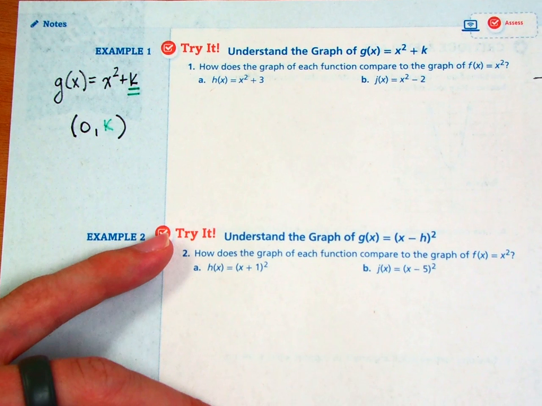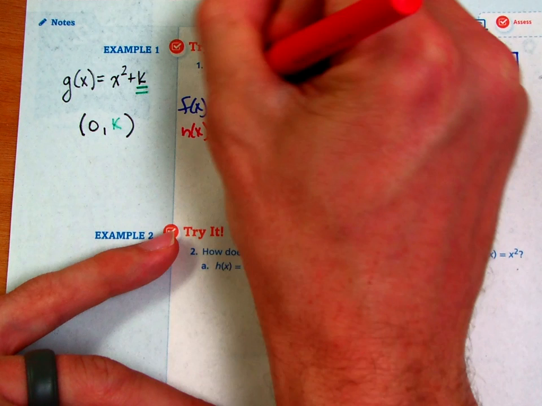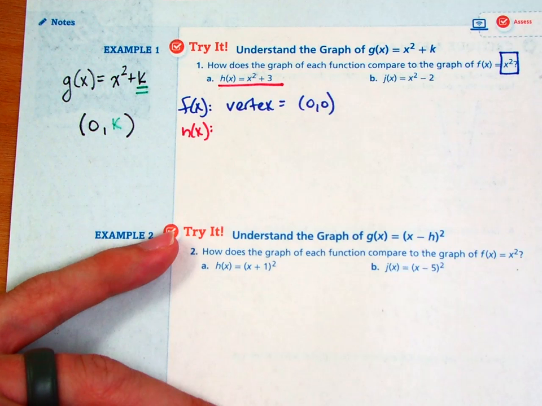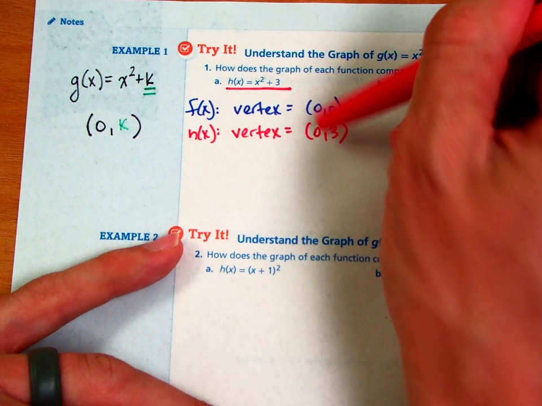So for instance, we've got a couple examples here where we have h of x is equal to x squared plus 3. Now, in the normal x squared, the vertex for f of x equals 0, 0. But for h of x, where we have x squared plus 3, because we are adding the 3 to it, the vertex is going to be 0, 3. And so that value right there is going to affect the y value of the vertex.